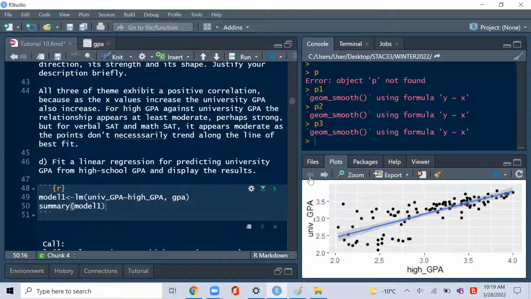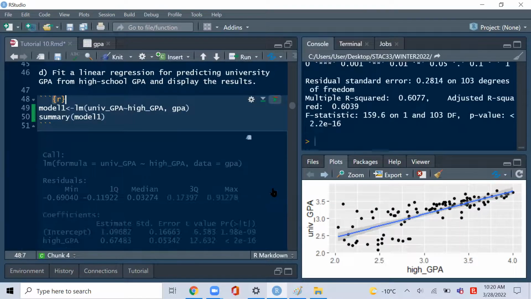predicting college GPA from high school GPA. So if we're just interested in, for instance, a simple linear regression, we might choose the high school GPA. So let's go see what we get.